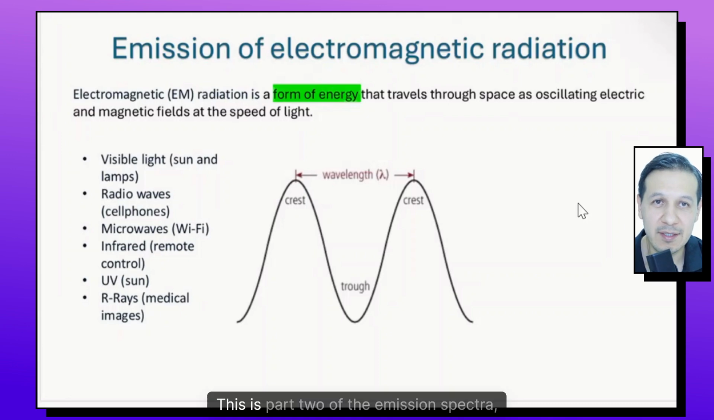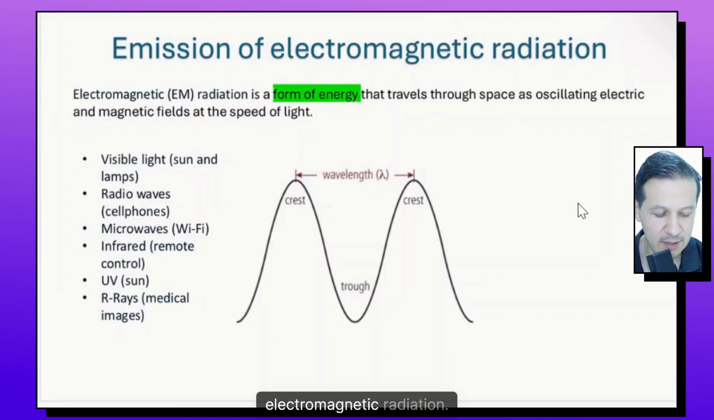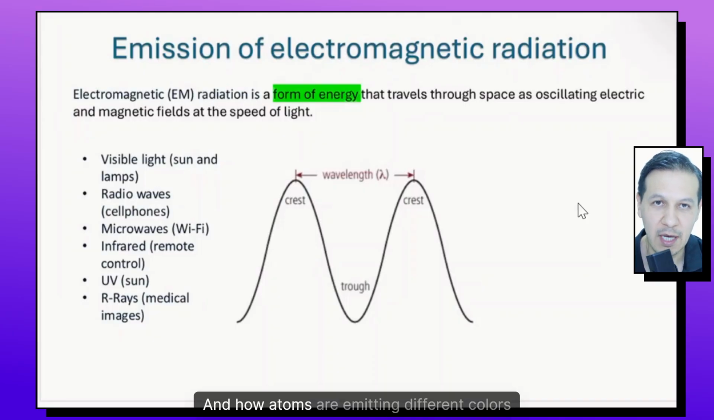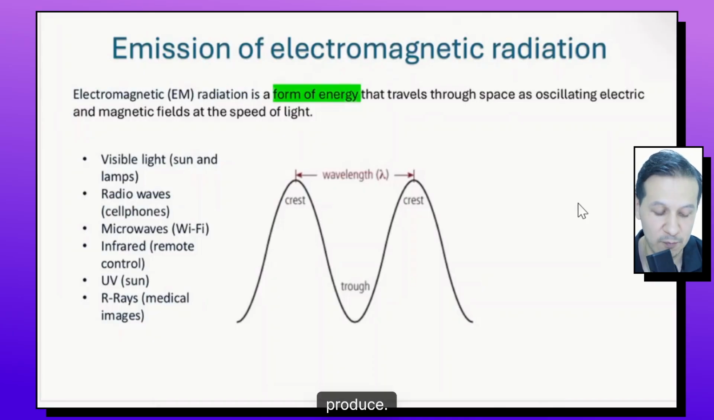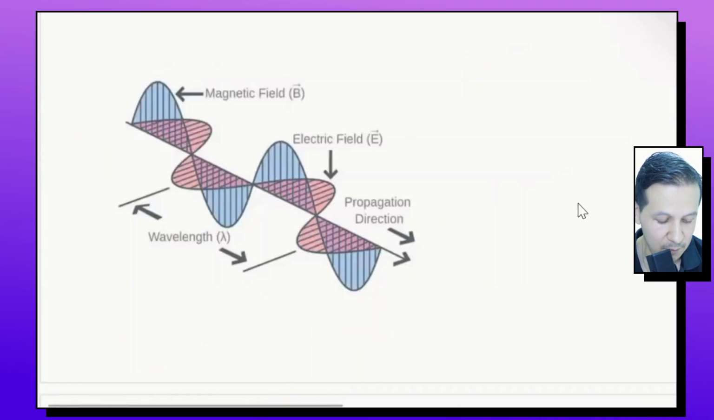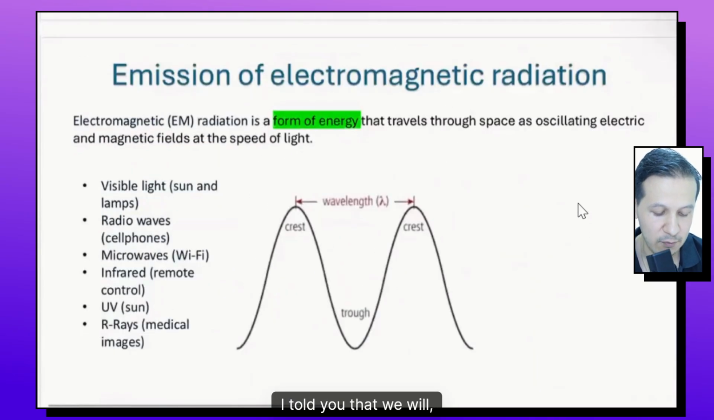Okay, guys, this is part two of the emission spectra, the big topic of electromagnetic radiation. From video one, we understood what electromagnetic radiation is. We also understood how atoms are emitting and absorbing energy, and how atoms emit different colors depending on the different frequencies they may produce. Now, in the second part, I told you that I will explain why it is called electromagnetic.